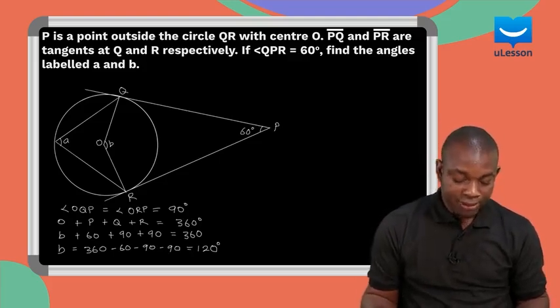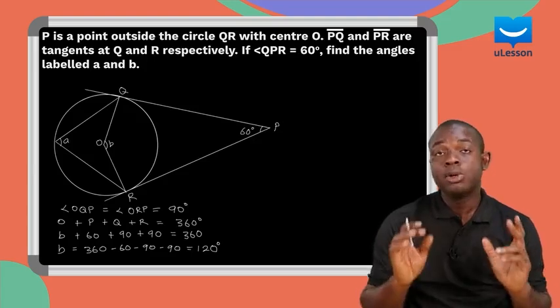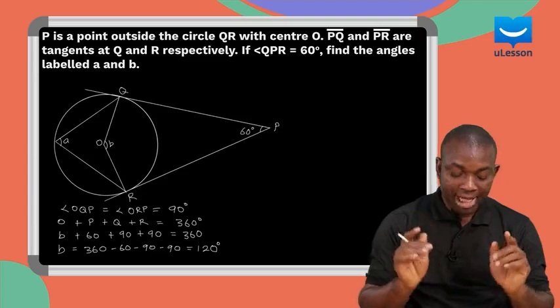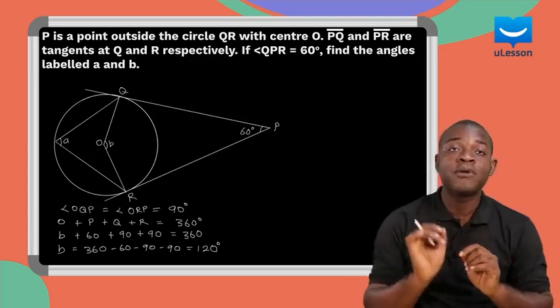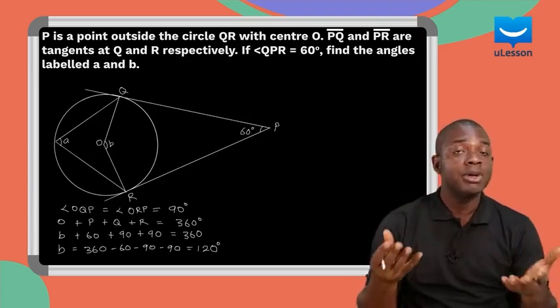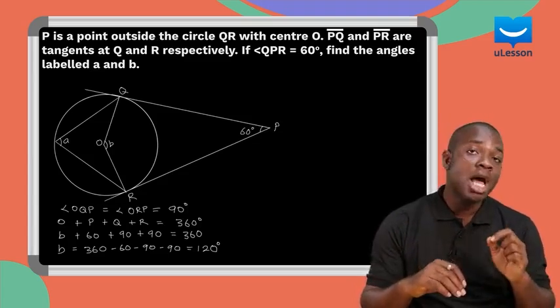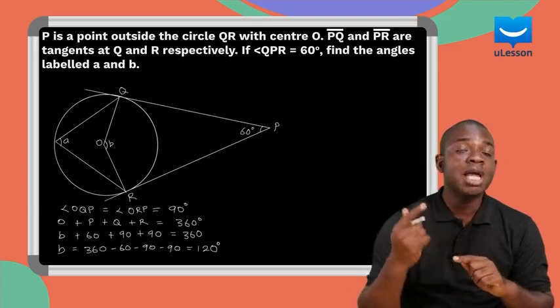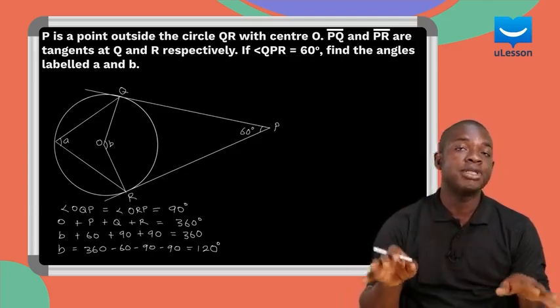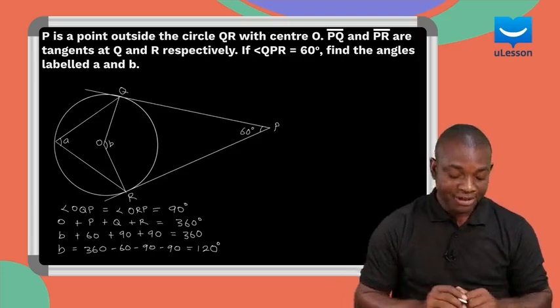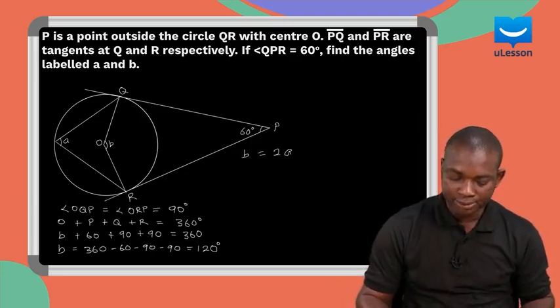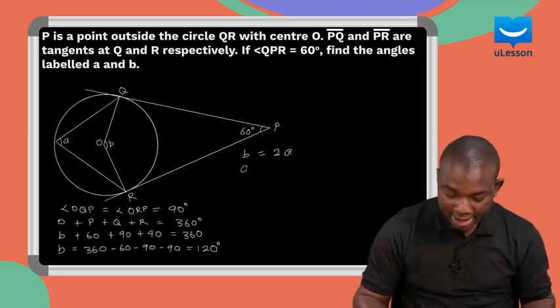Now, let's use this to find A. Looking at the positions of angles A and B, we can see that both angles are subtended from the same point. And recall the theorem that states that the angle subtended at the center of a circle is twice the angle subtended at any other point on the circumference. What this means is that B is equal to 2A. Or we can say that A is equal to B over 2.